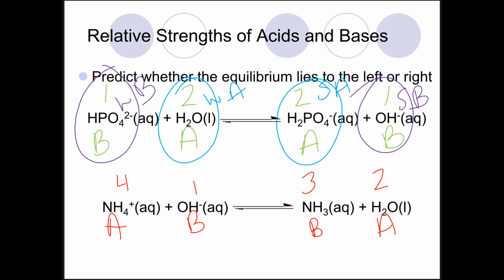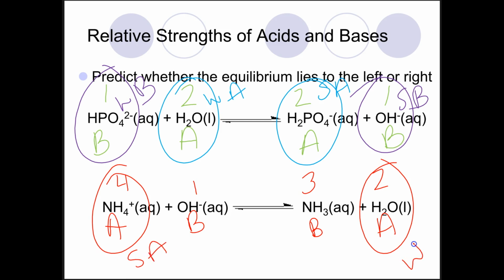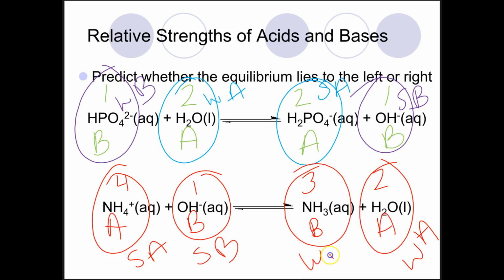We would look up NH4 plus and water on the acid column. So stronger acid, weaker acid. We'd look up hydroxide and NH3 on the base. So stronger base, weaker base. So with this reaction, there are going to be more products because that's the weaker side. The weak side is the one that there's the most of. So it'll be shifted to the right.